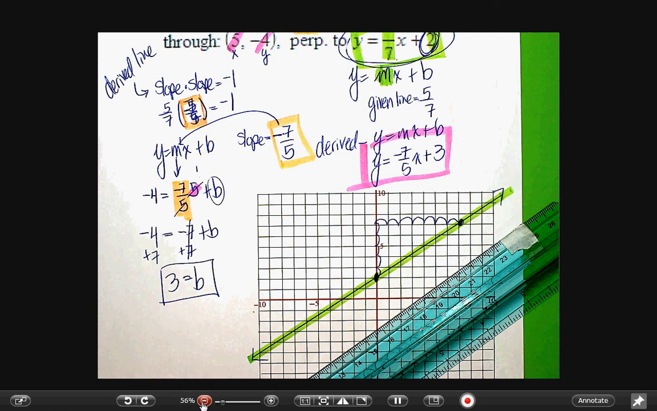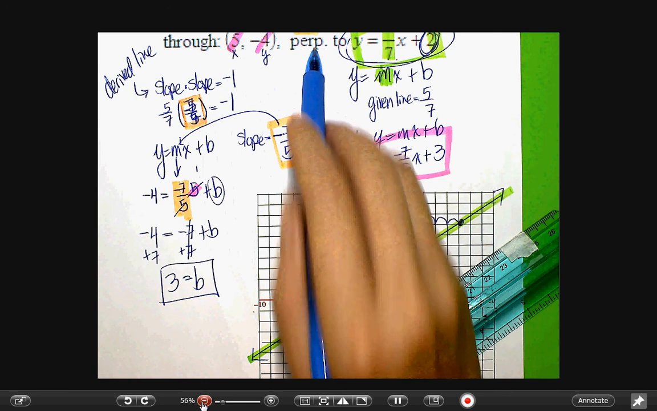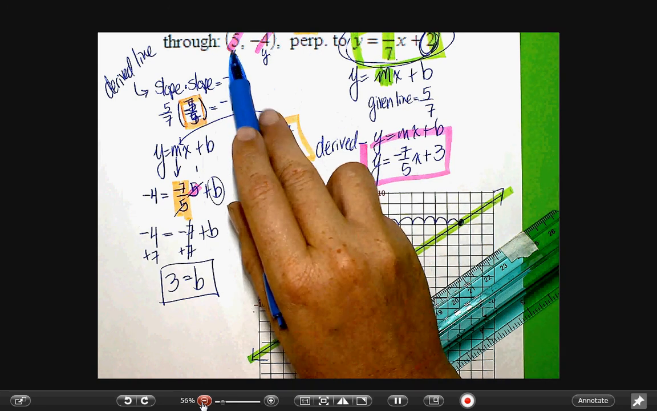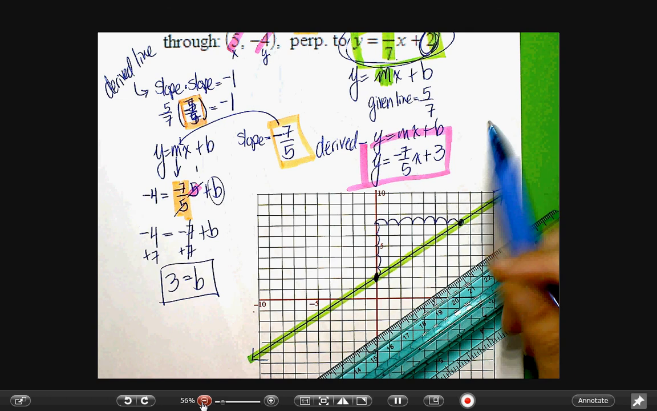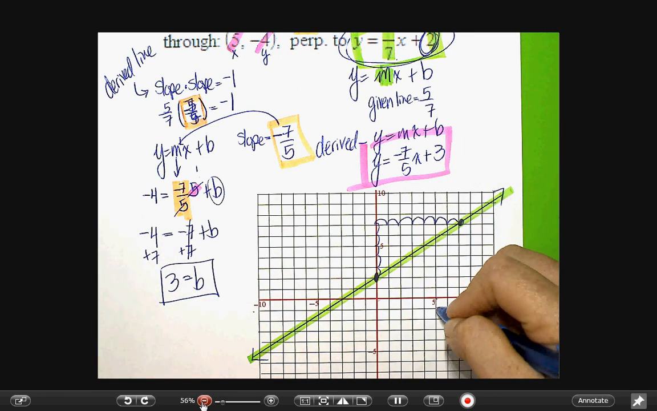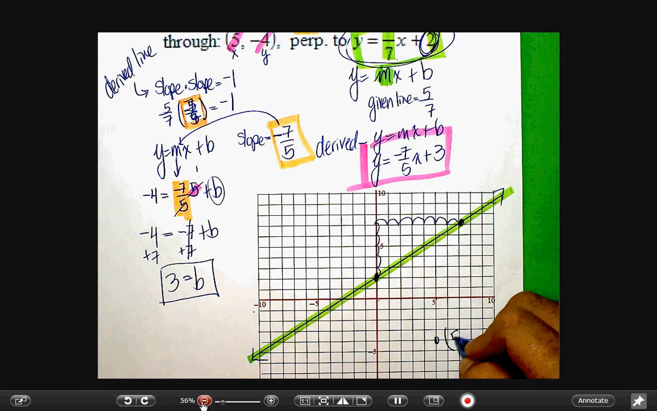Now the pink line is perpendicular, so it's going to have this -7/5. It's going to go through that point, 5, -4. So let's plot that point first. So over 5, down 4, 1, 2, 3, 4.